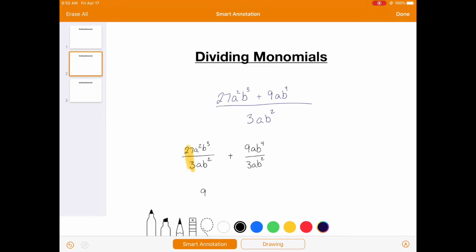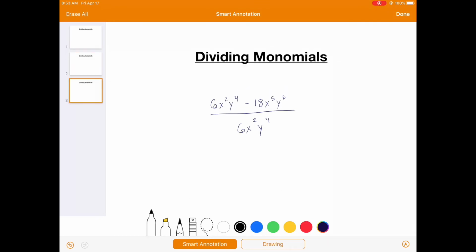And then I'm subtracting my exponents. Remember, if there's nothing there, it's an invisible 1. 2 minus 1 is 1, so just a. 3 minus 2 is also 1. And then I do the same thing for my next term. 9 divided by 3 is 3. A over a simplifies to 1, so it just crosses out. And then b to the fourth power and b squared, when you divide those, you subtract the exponents. 4 minus 2 is 2. And we have our answer.